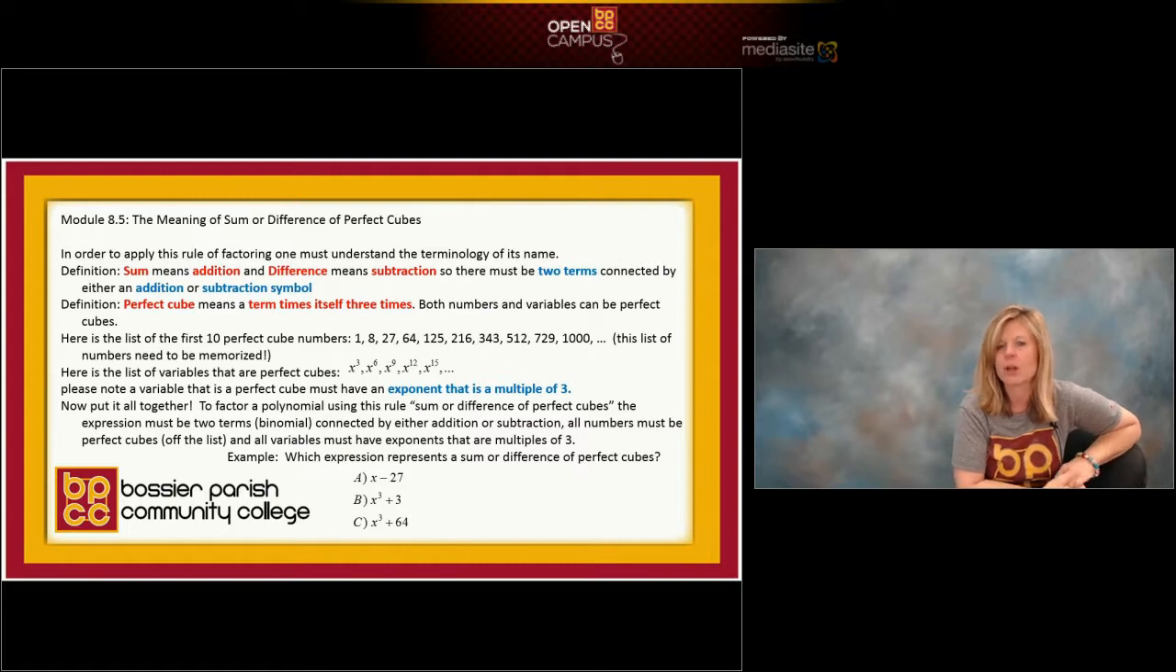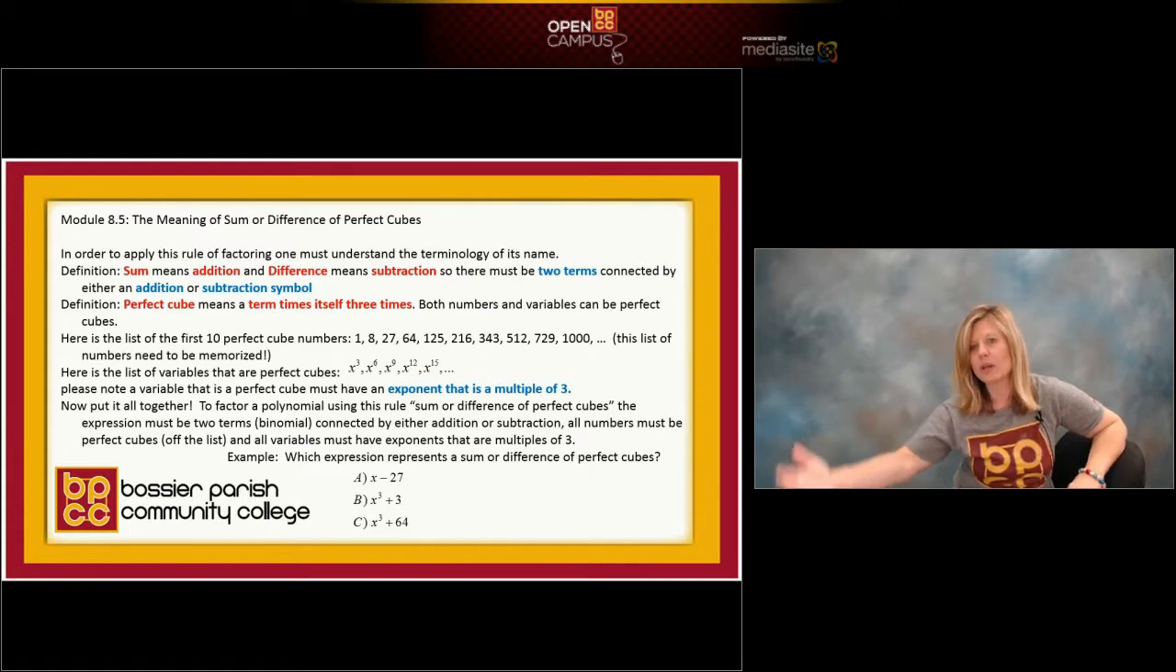Now let's look for a pattern. Are all those exponents even? No. The 6 and 12 are even. Are all the exponents odd? No. The 3, the 9, and the 15 are odd. So we got to come up with a rule. What do you notice about all those exponents? 3, 6, 9, 12, 15. Hey, those are all your 3 times tables. So those are numbers that are multiples of 3. So any variable that has an exponent that's a multiple of 3 would be a perfect cube. So what would come after x to the 15th? Well, that would be x to the 18th, because 18 is a multiple of 3. And then it would be x to the 21st and x to the 24th.